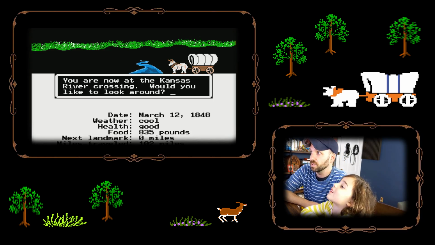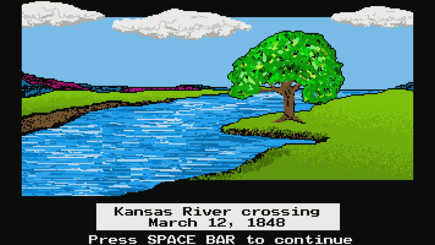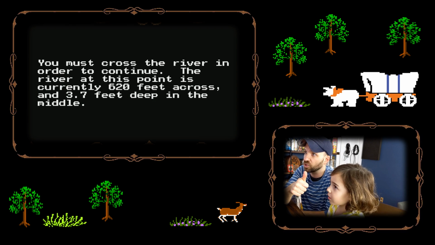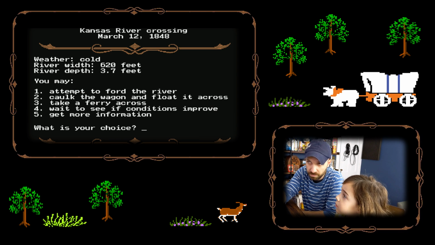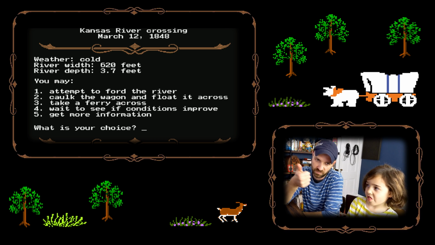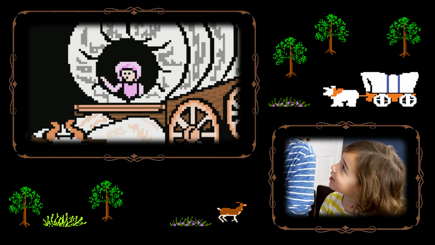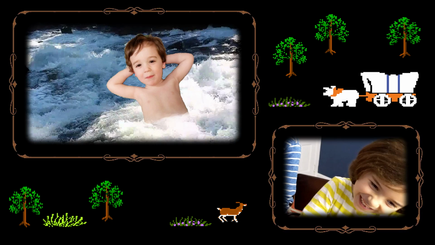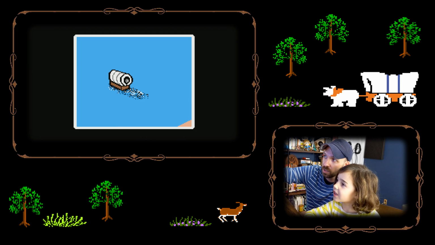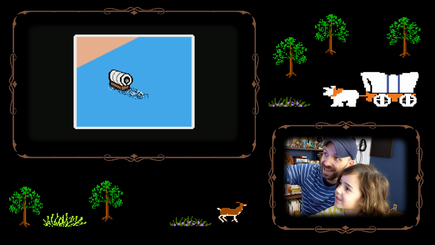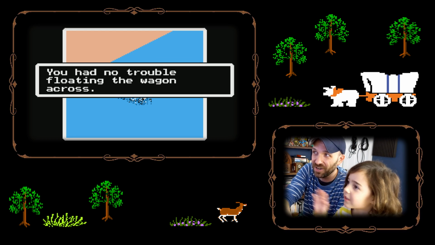Would you like to look around? Yeah. You must cross the river in order to continue. Walk through it, float across the river, or pay a ferry. Float, because we need to keep our money. Why are you choosing to float across the river instead of walk through it? Because what about the baby? The baby's naked. You can't put a naked baby in the river. Yes, we made it across.